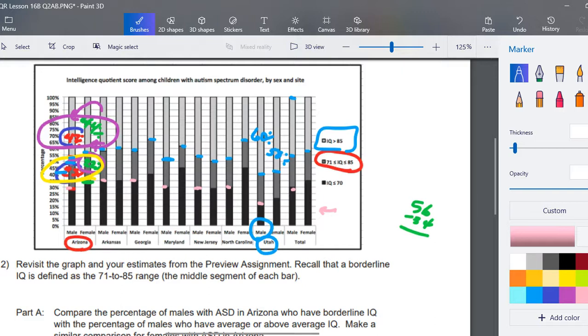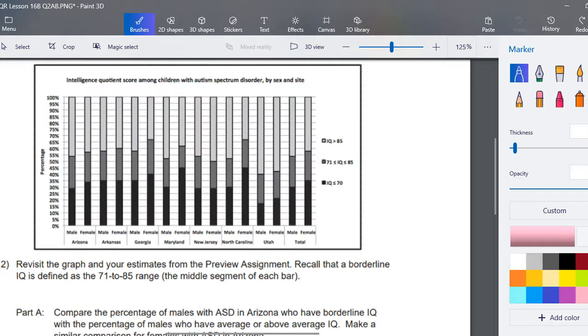Hang on just a second. I need to clear some stuff. I'll be right back. Okay, I'm back. I needed to clear that graph so I could see better. So I'm still on part C, highest percentage males and females with ASD. And so I'm going to go ahead and mark males to try to find state or states with the highest percentages.